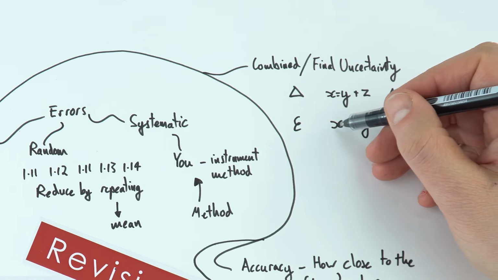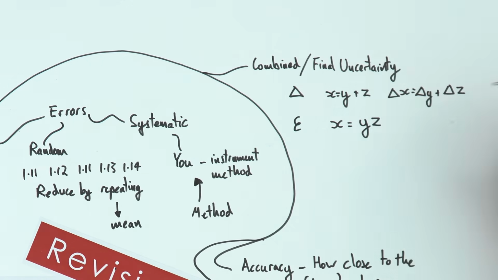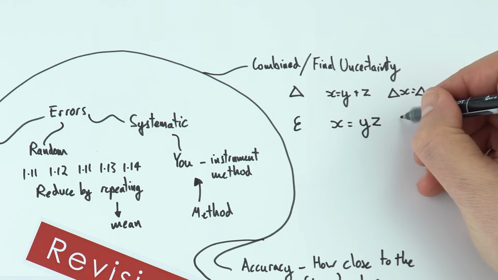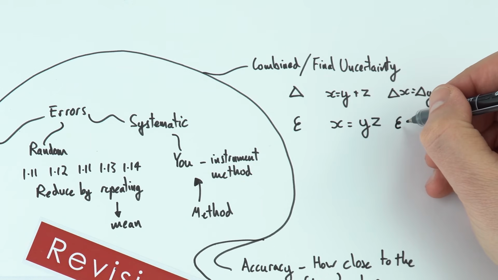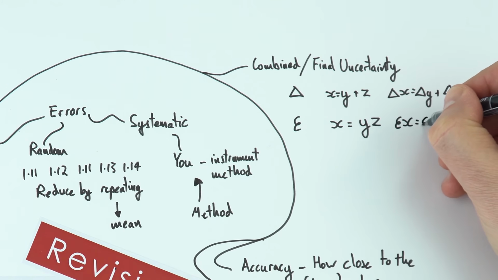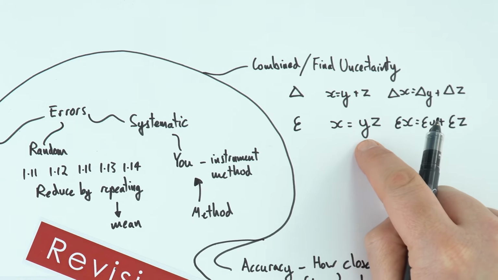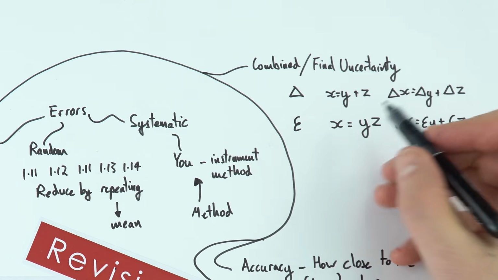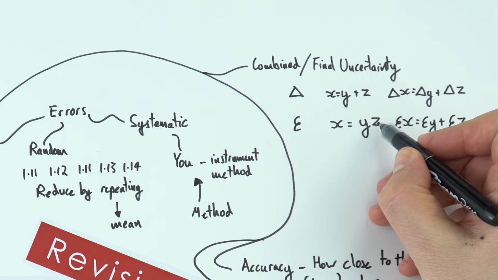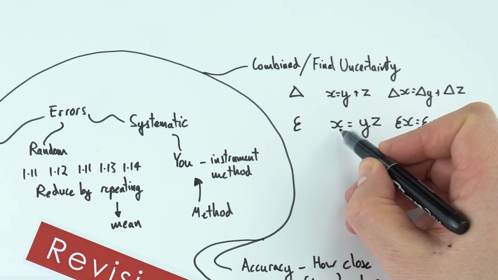And to find X, we multiply Y by Z. Well, the final percentage uncertainty in X is going to be equal to the percentage uncertainty in Y added to the percentage uncertainty in Z. So whatever the uncertainty is here, we just add the percentages together. So it might be 2% and 3%, and that means this would have an uncertainty of 5%.